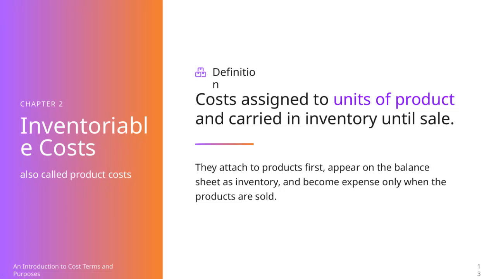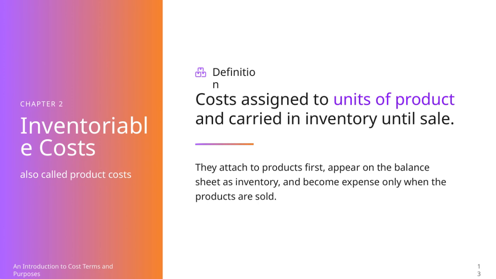Now, let's focus on inventoriable costs, which are also known as product costs. These costs are assigned directly to units of product and are carried in inventory until the products are actually sold. What's important to understand here is that these costs first attach to the products themselves.